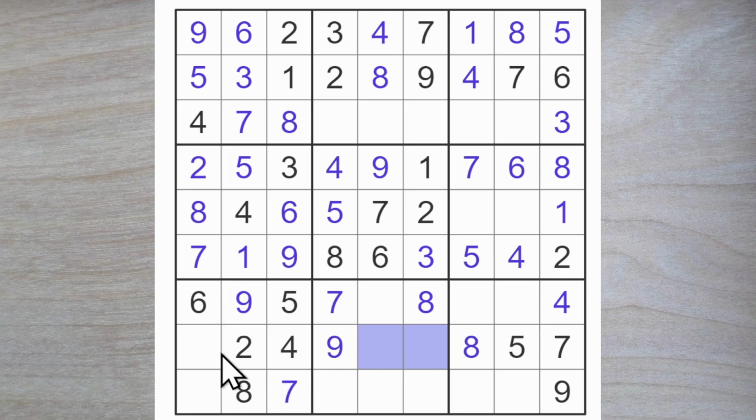A 1, 3, and a 6 across here. Here we can do something because the 6 blocks here. This 6 blocks here. So here's a 6. 1 and 3 across here now. And this 6, of course, and this 6 block here. So a 6 goes here. Now we know that this is a 1. Therefore, this must be a 1, and this must be a 3.